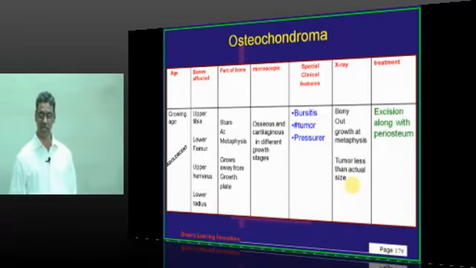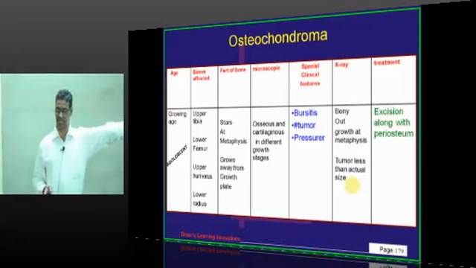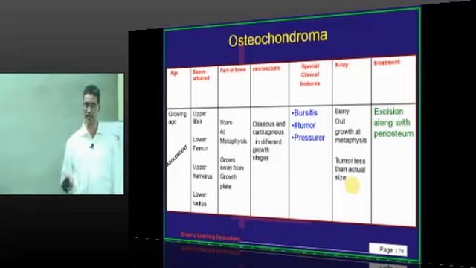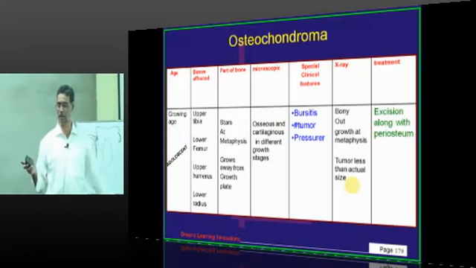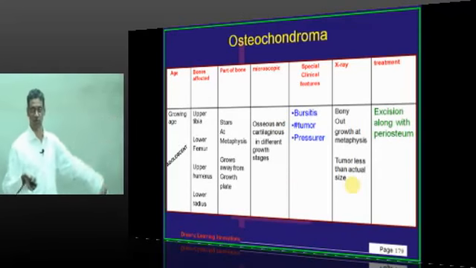If the dysplastic process occurs in the center of the growth plate, the resulting tumor is enchondroma. So osteochondroma occurs in the growing age, in adolescents, children in the growing age, the age group that takes Complan. That is the adolescent age group.